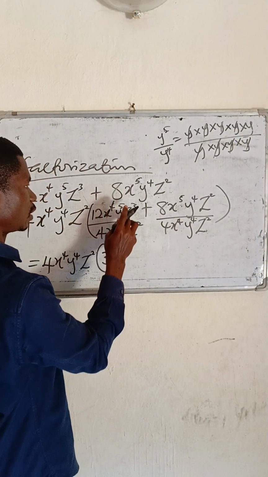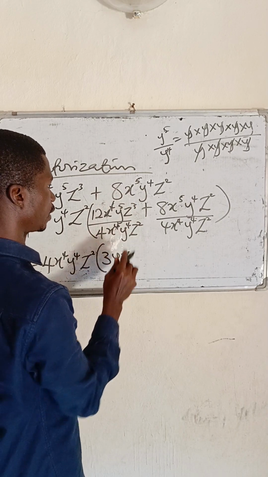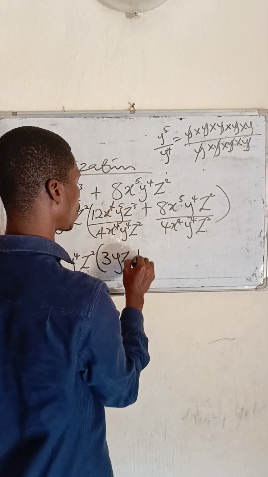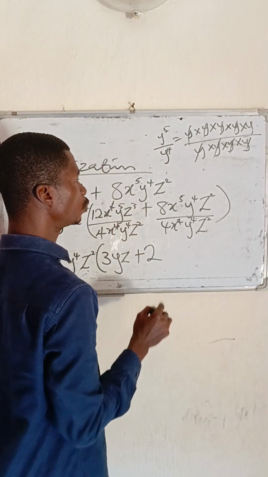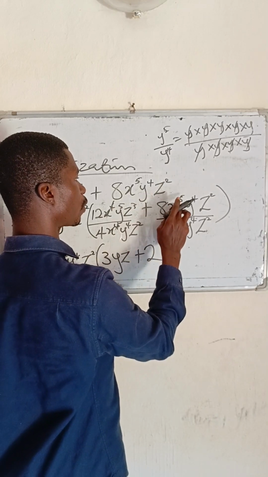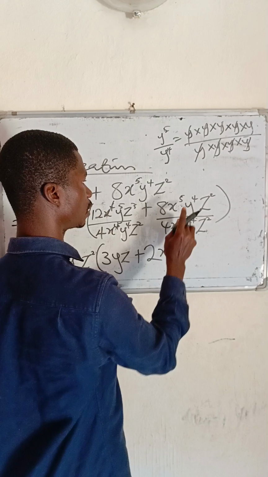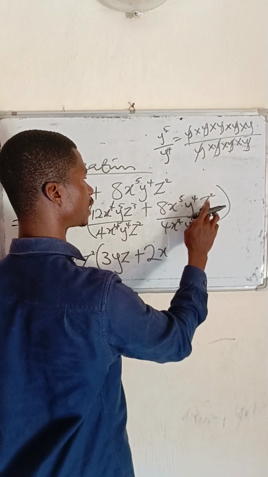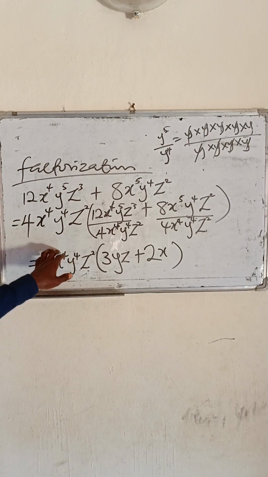Remember the s is gone. This is z raised to power 3, z raised to power 2. So we have only z because it's 3 and this is 2. But the rest we cancel. Plus 8 divided by 4 is 2. This is x to the power 5 and x to the power 4. 1 will be left: x. Y and y is gone because they are the same. Gone. Z and z is what? Gone. So if you are factorizing, this is how we factorize it.